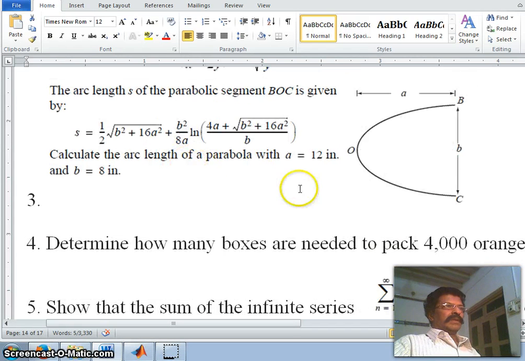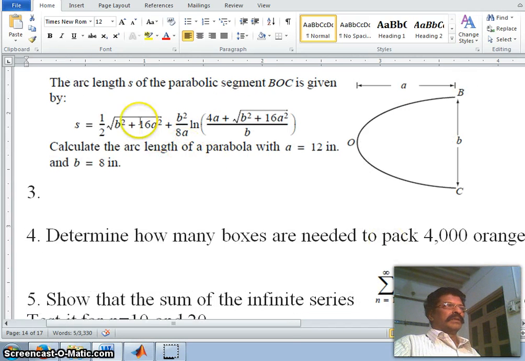Alright, then question number 3. Question number 3 says the arc length of the parabola segment BOC. This length BOC is given by the formula, this one, where ln means it is log, and this is square root. Calculate the arc length if A is equal to 12. This length is almost the semi-major axis, and this one is the minor axis. B is 8, and this length is equal to 12. And now we have to find this arc.